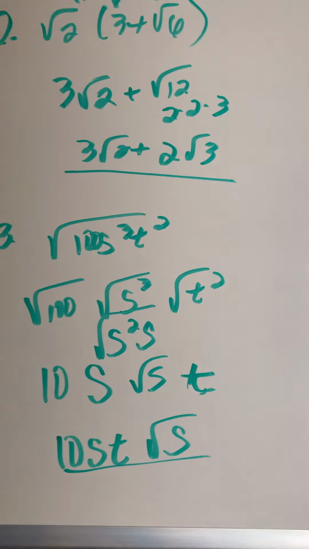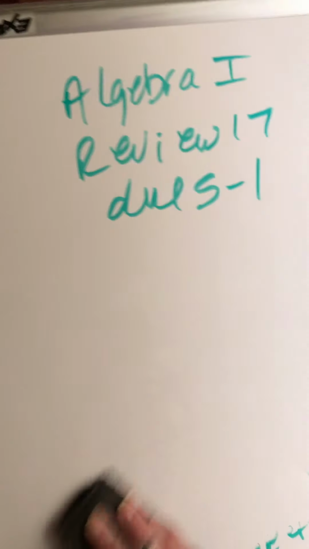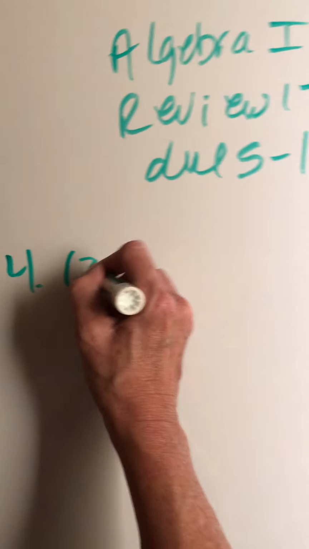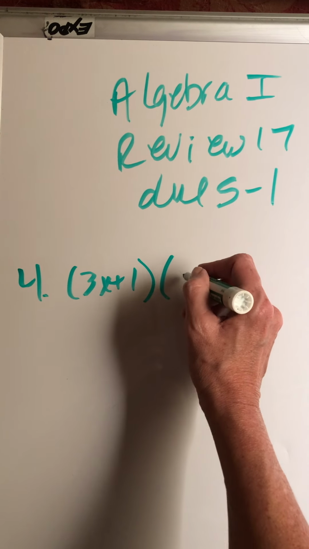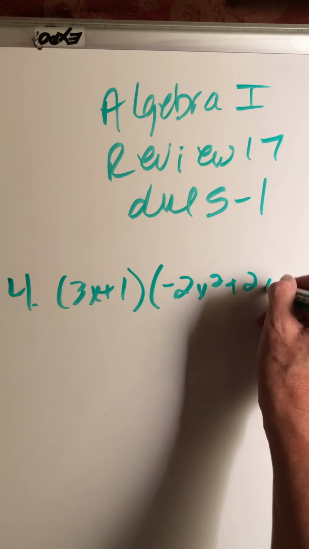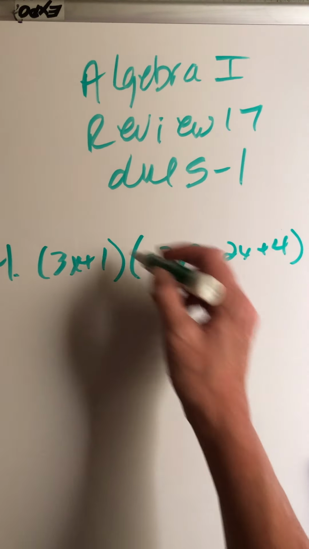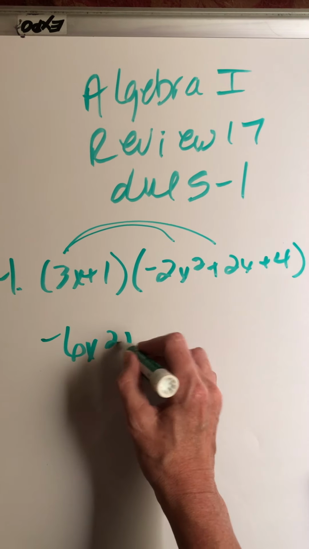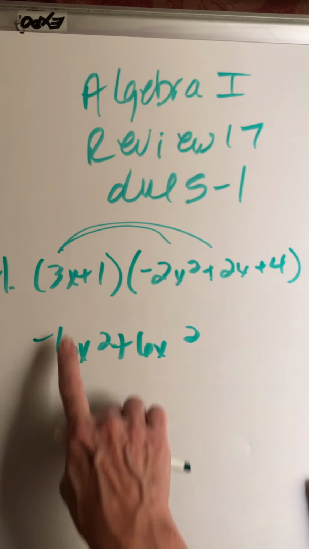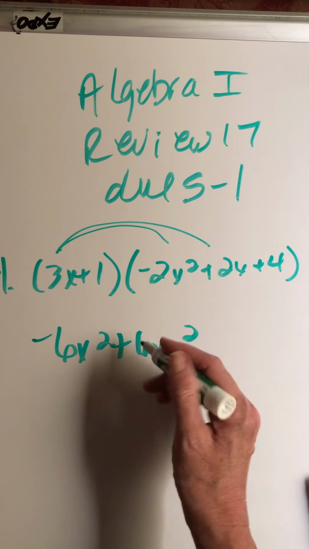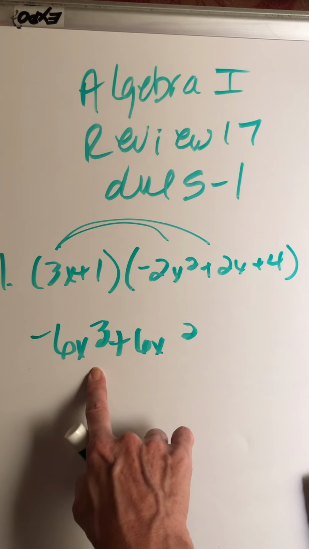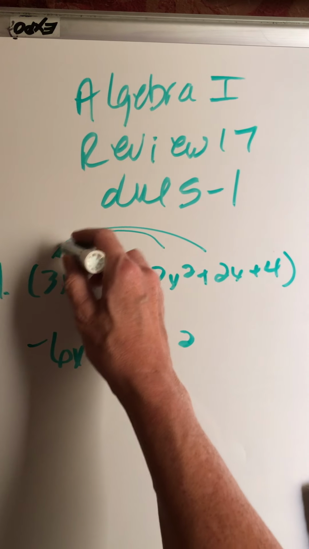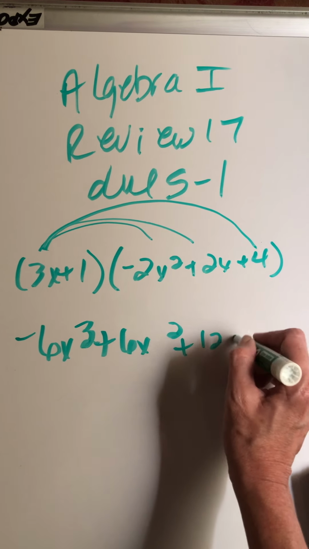Then on number 4, you've got distributive property to do. You're actually multiplying a binomial times a trinomial. So on number 4, you've got 3x plus 1, and you're multiplying it by negative 2x squared plus 2x plus 4. So then when you distribute 3x times negative 2x squared, negative 6x cubed. Sorry, let me go back. 3x times 2x squared is 6x cubed. That should be a negative 6x cubed. And then 3x times 2x is 6x squared. And then 3x times 4 is 12x.